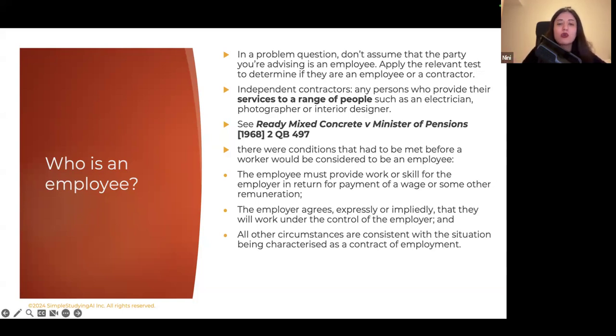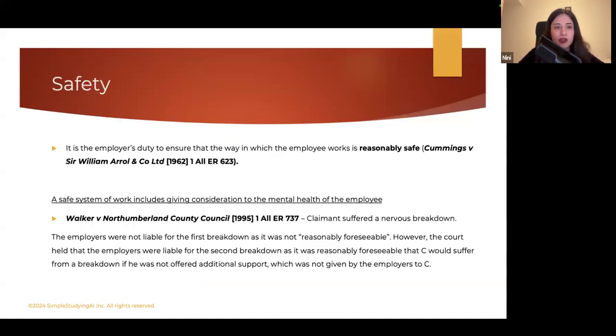So it's a control test. You have to look at how much control the employer exercises on the employee. And if there are multiple possible employers, then that indicates more of a contractor scenario rather than an employee scenario, because usually employees only have one employer.